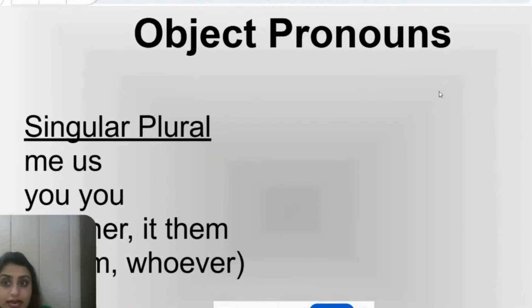Now let's understand the singular and plural object pronouns here. Me, us, you, him, her, it, them, whom, whoever.